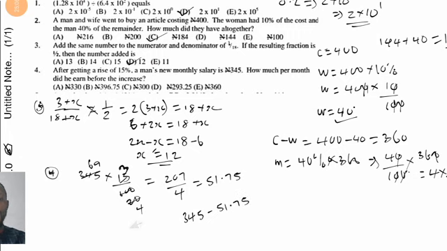So now when you do the calculation, what do we get? 345 minus 51.75, when you subtract it, what will be the answer? That gave us 293.25. So the answer is 293.25. So let's check. The answer is option D. So that is the solution to this question, guys.